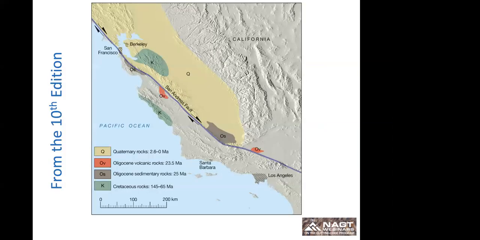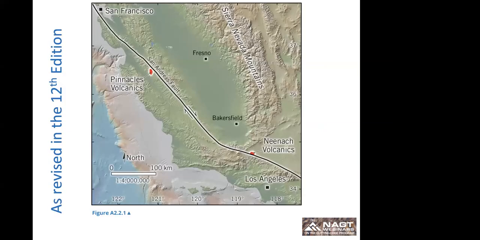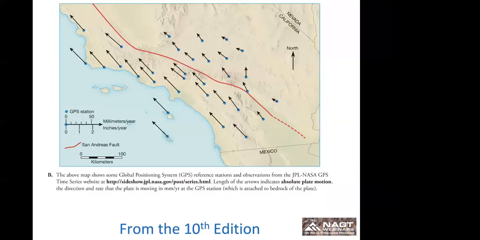One of our new activities involves revising a legacy activity last seen in the 10th edition. This is based on the classic work of Vincent Matthews, whose 1973 paper correlated two halves of a Miocene volcano that was split by displacement along the San Andreas Fault. Students are asked to determine distances and rates for the separation of these two halves. The other component of that activity in the 10th edition involved the use of GPS velocity data across the San Andreas Fault in Southern California.